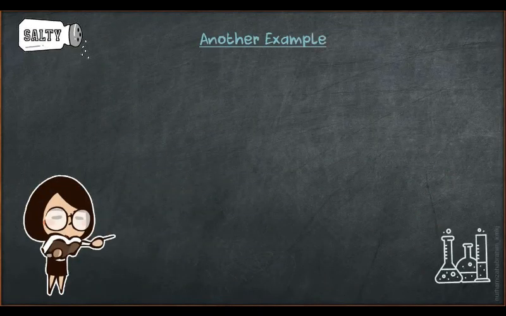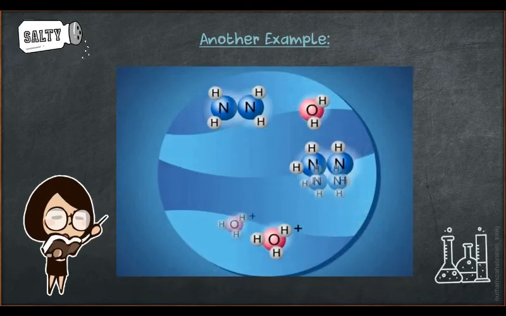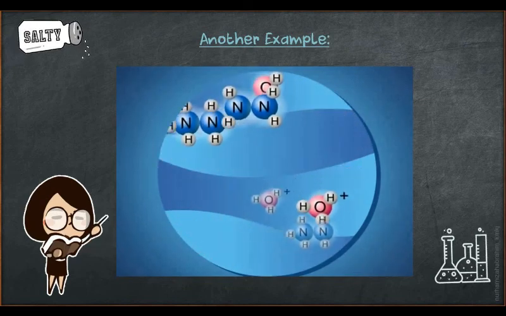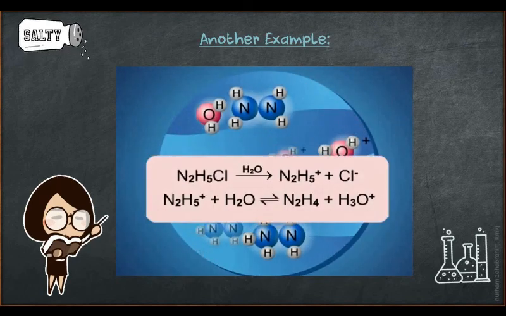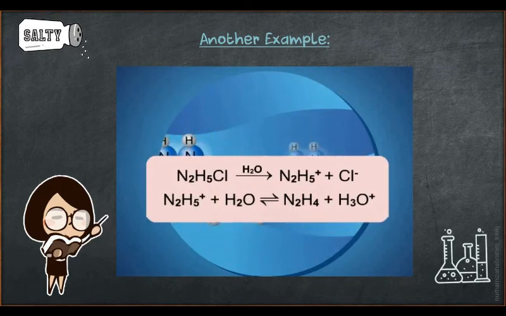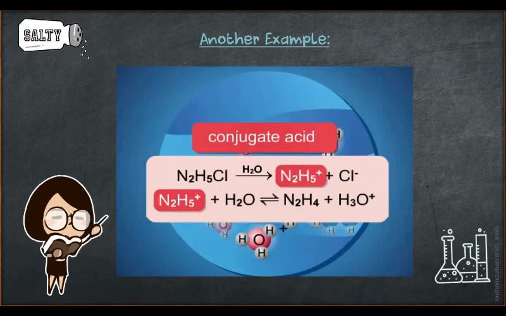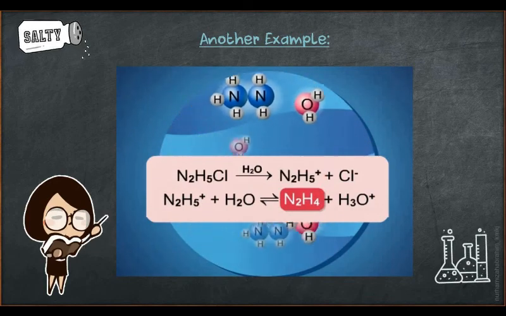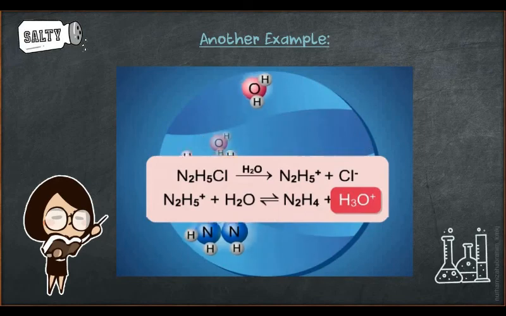Take a look at another example of cationic hydrolysis. All cations in salts that are conjugate acids of weak molecular bases behave similarly to the ammonium ion when added to water. For example, in hydrazinium chloride, the hydrazinium ion, N2H5+, which is the conjugate acid of hydrazine, N2H4, reacts with water to produce hydronium ions.